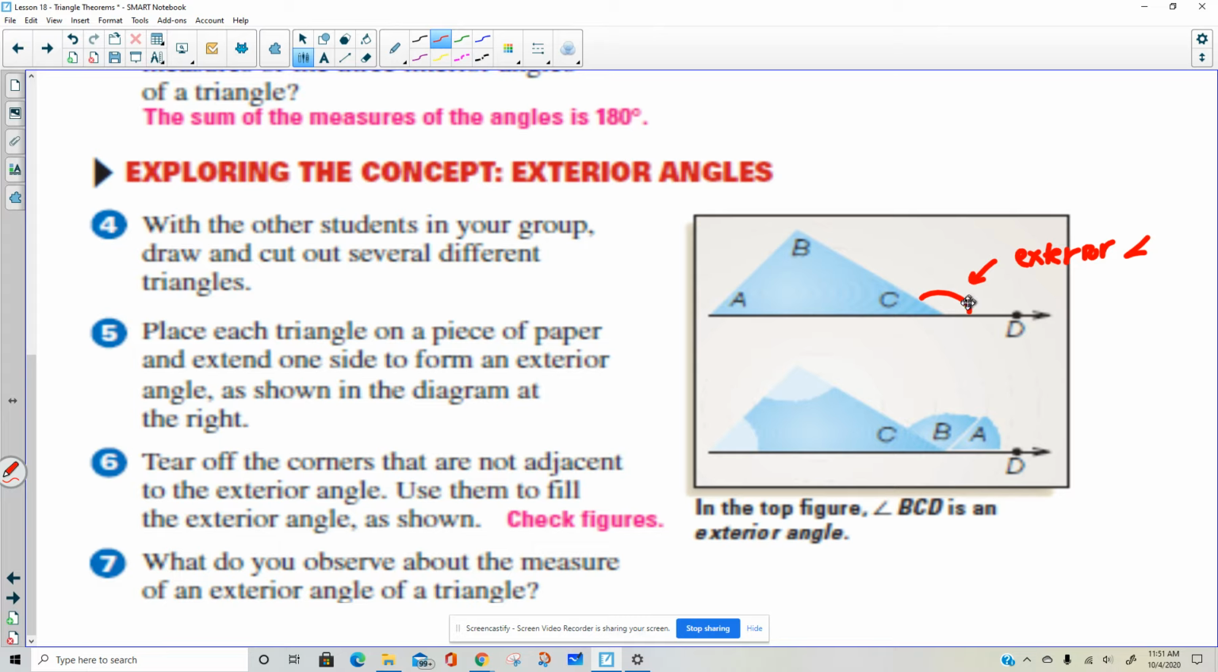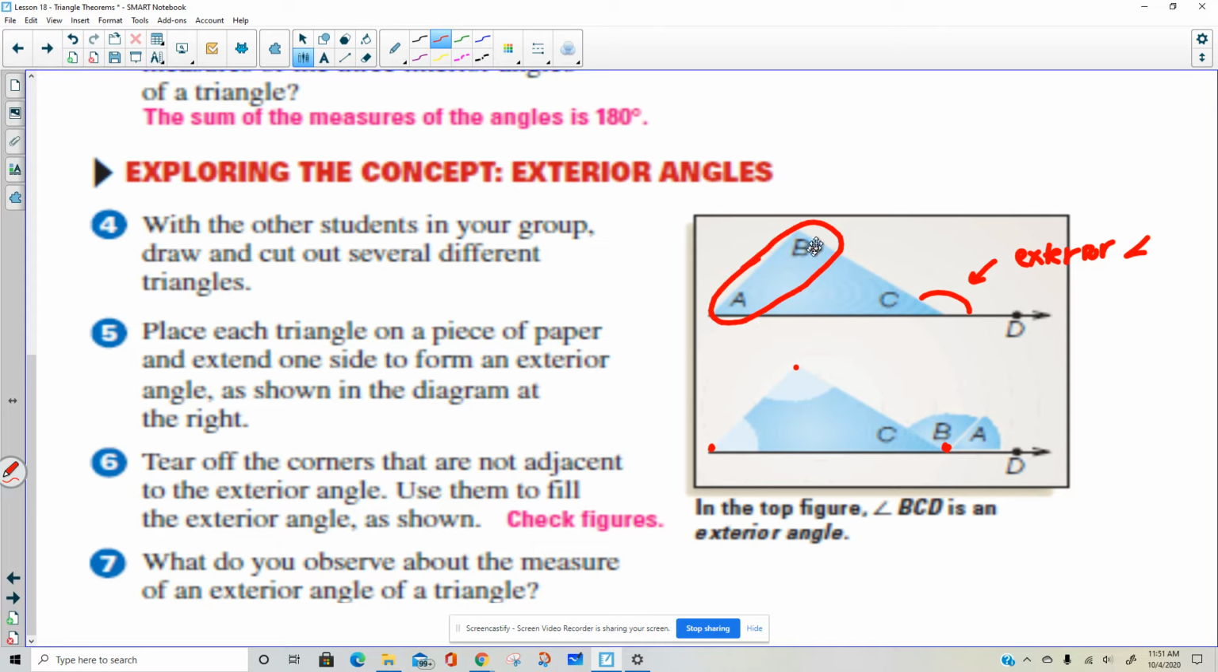So what you'll notice now is that if you tear off, again, you have already torn these off, so tear off angles A and B. Get their vertices, line up all the vertices right on angle C, and what we notice is that angle C plus B plus A make a straight line. So the sum is 180 degrees. So the exterior angle is congruent to the sum of the two remote interior angles.